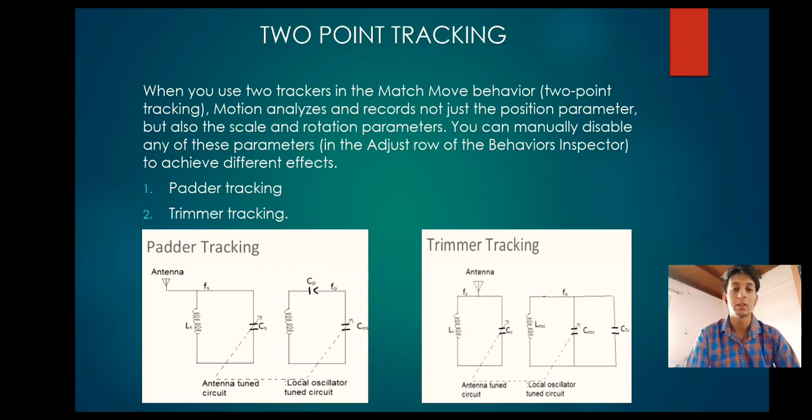First is padder tracking, second trimmer tracking. As you can see in these figures, padder tracking consists of inductor, capacitors, and also contain two circuits, that is antenna tuned circuit and local oscillator tuned circuit. And also in the trimmer tracking circuit there are inductors, capacitors, and these are also contain two circuit, that is antenna tuned circuit and local oscillator tuned circuit.